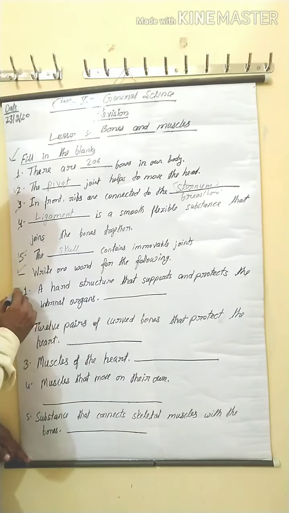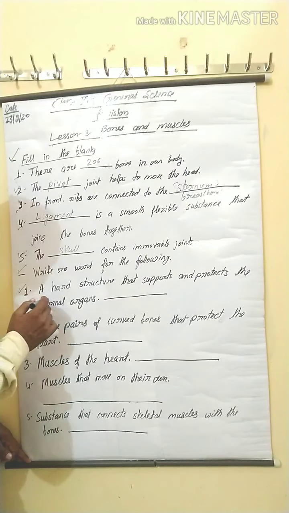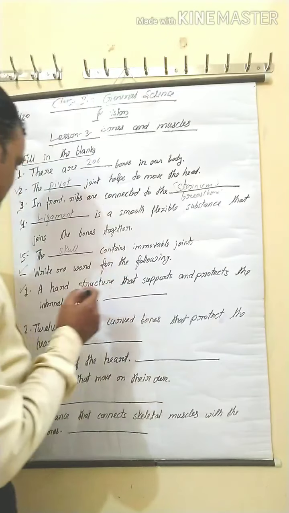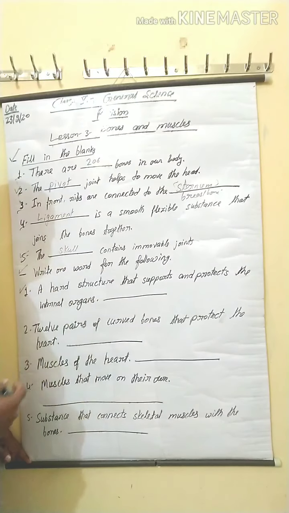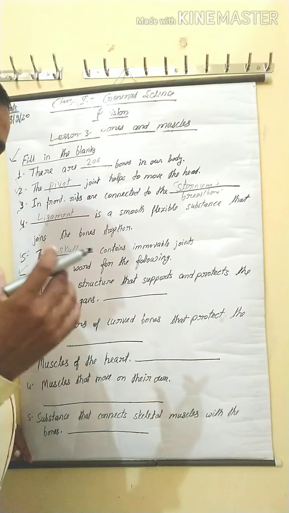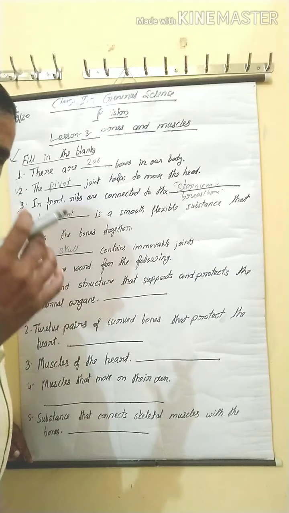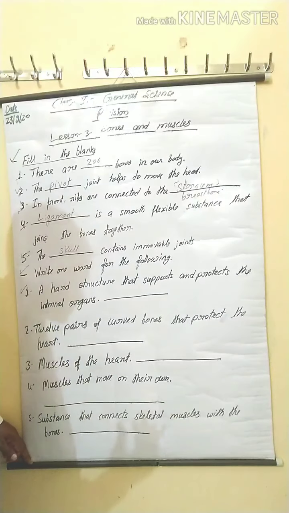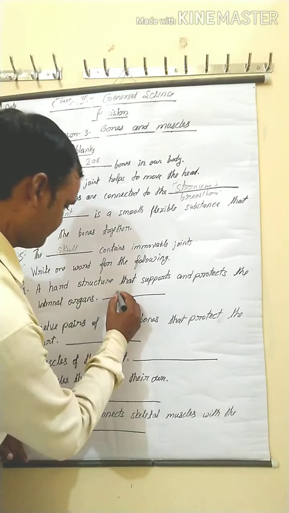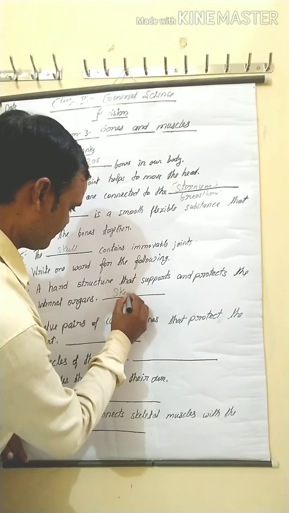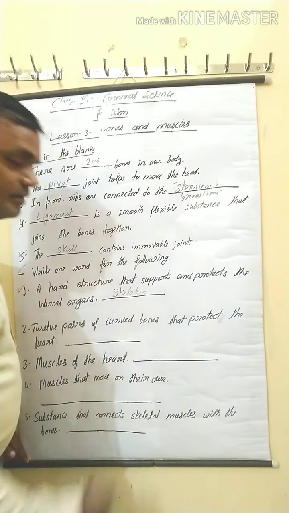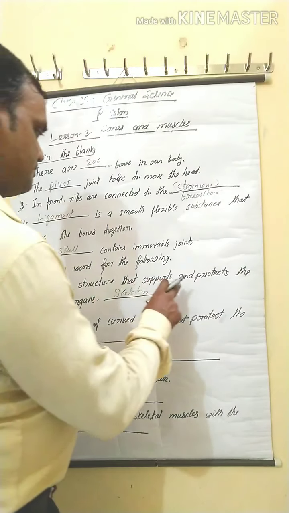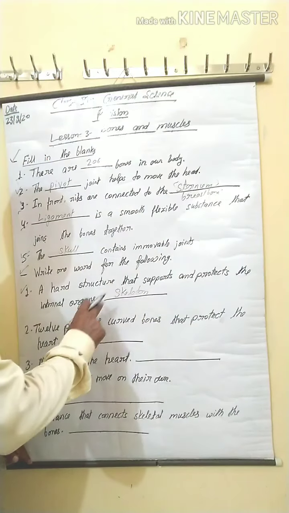Now next exercise, write one word for the following. First number, a hard structure that supports and protects internal organs. Which hard structure? You know, a hard structure that protects the delicate organs. And what is this? Skeleton. A hard structure that supports and protects the internal organs is the skeleton.